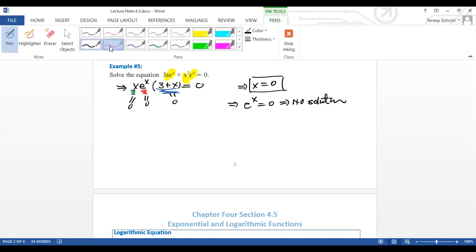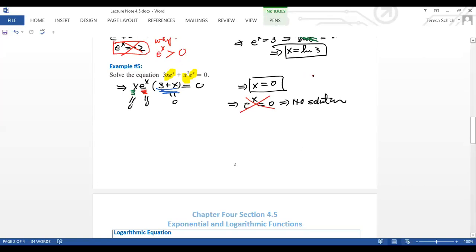Why is there no solution? Remember, e^x has an asymptote, right? This is e^x. It will never touch 0, so there is no solution. And then the next one here, we have 3 plus x equal to 0. Now what is x? x is equal to negative 3. So I have two answers here: x equal to 0 and x equal to negative 3. Okay, so this is how to solve an exponential equation by combining it a little bit with the quadratic form and factoring. So it's a very interesting problem.